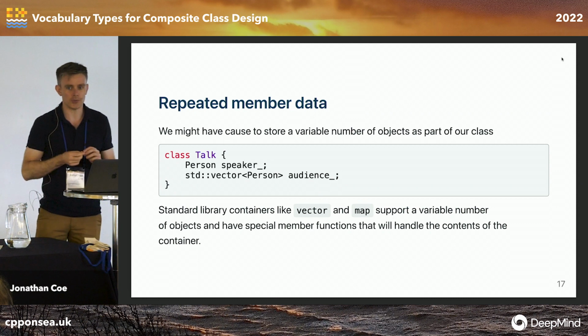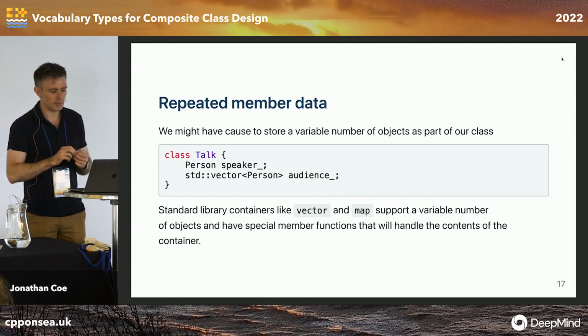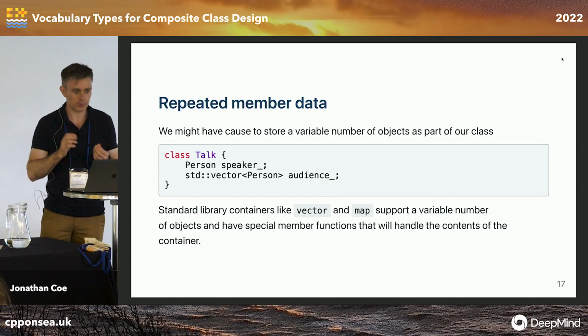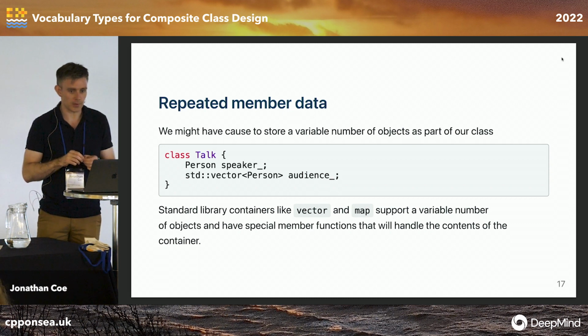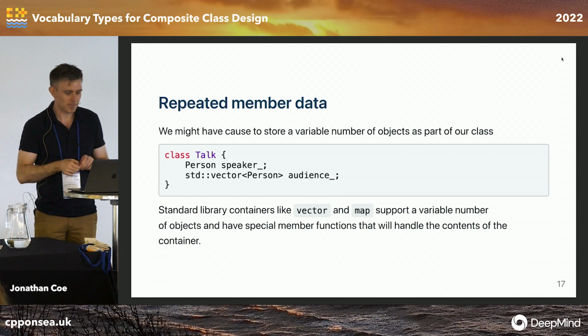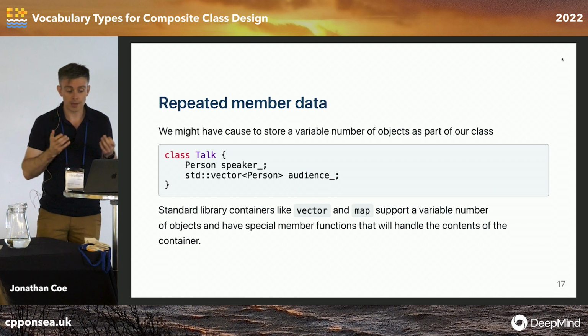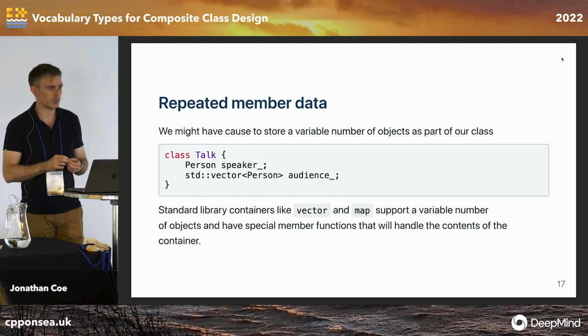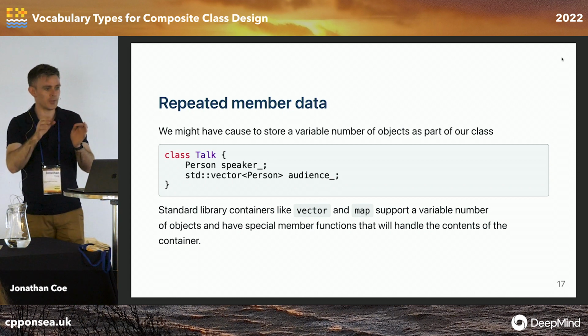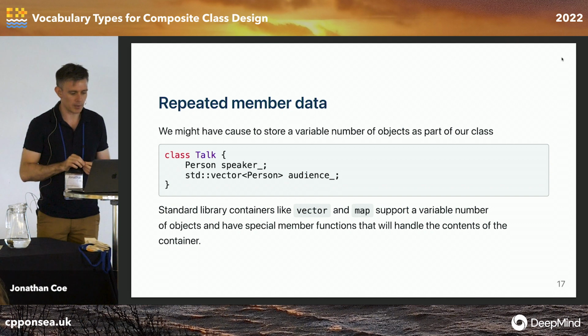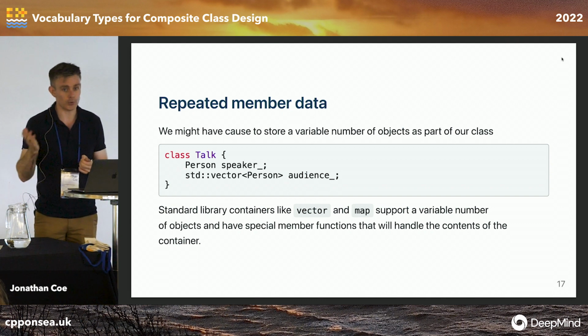If you want multiple instances of your component in your class, so we might have a talk with a speaker and an audience, we'll have a single speaker, and then hopefully multiple people in the audience. So the standard library offers us collections like vector and map, and they support a variable number of objects. Things like vector and map have special member functions that work properly. They'll copy the things inside them, and destructors and the like will tidy them up when they're destroyed. And they also do const propagation.